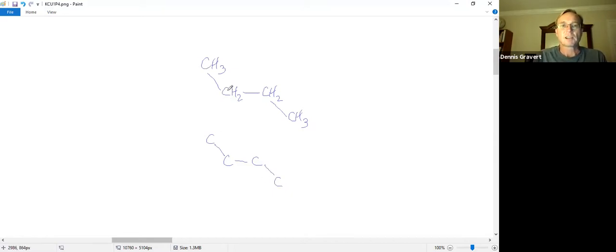Let's start with this carbon here. This carbon is sp3 hybridized. It's got 4 single bonds, so it must be tetrahedral. Tetrahedral geometry. The bond angle is approximately 109.5. So this bond angle here is 109.5.